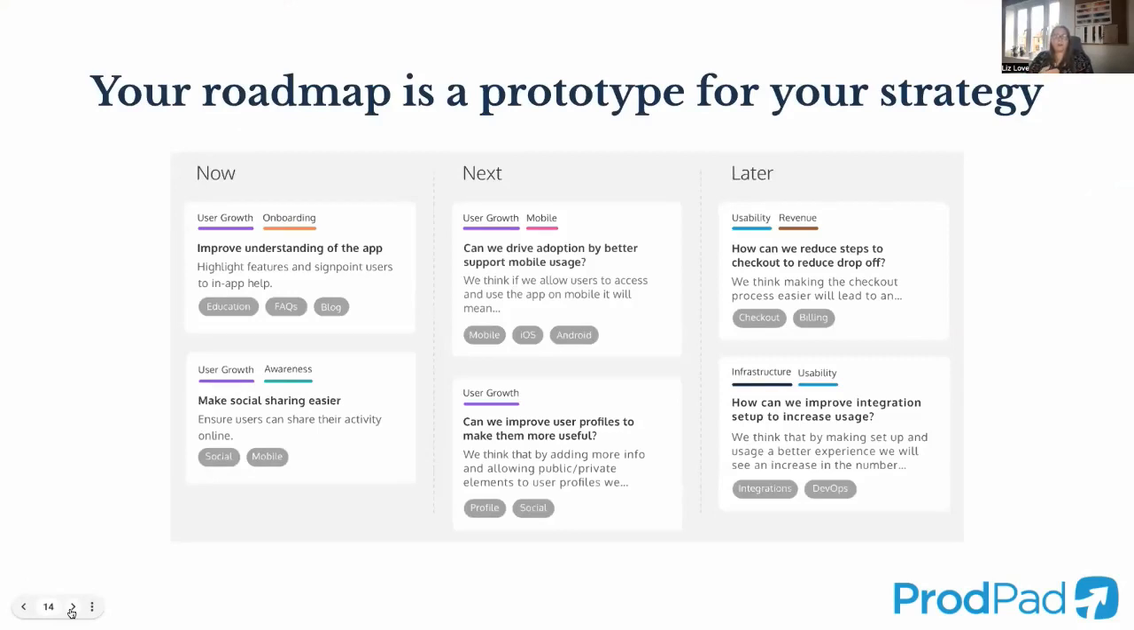When you think about the roadmap being strategy, think about focusing your roadmap not on features to build, but problems to solve, and the order in which you plan to solve these problems. Think about your roadmap, and I'm going to use Jana's words here. These are Jana's words, not mine: your roadmap is a prototype for your strategy.